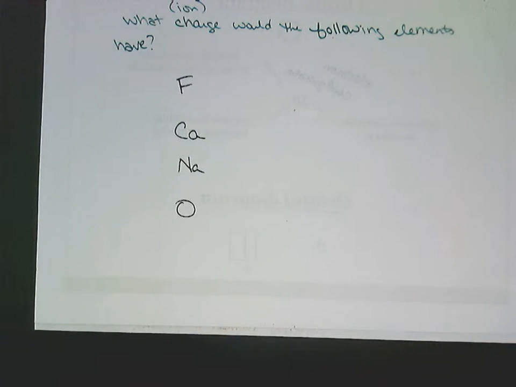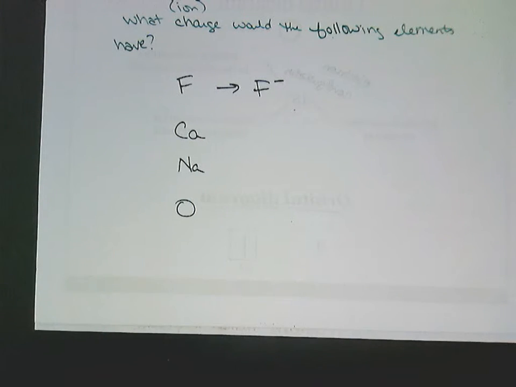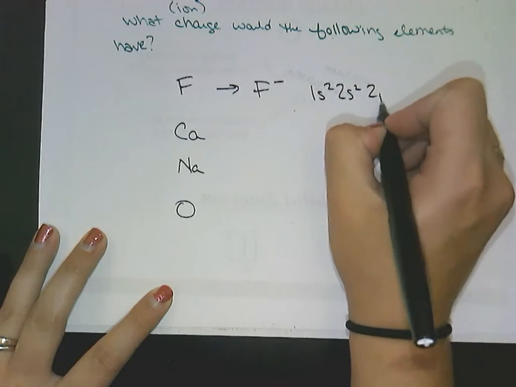How many valence electrons does fluorine have normally? 7. It has 7 valence electrons. Is it likely to lose the 7 valence electrons, become some positively charged guy? Or will it gain 1 to become a minus 1? It is most likely to become F minus. Right, so gain 1, and then its electron configuration would be that. This is that.